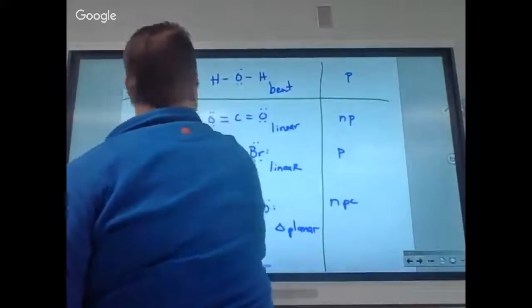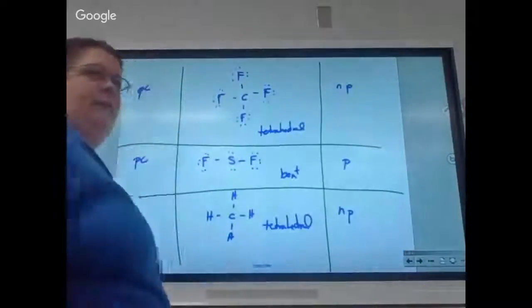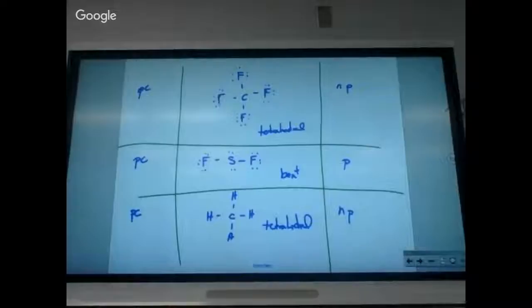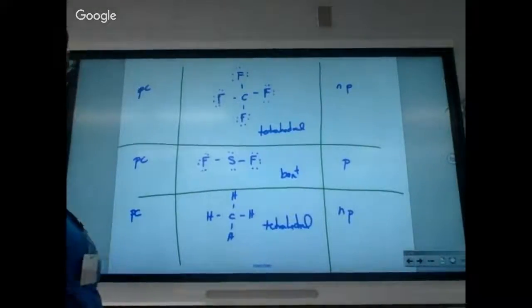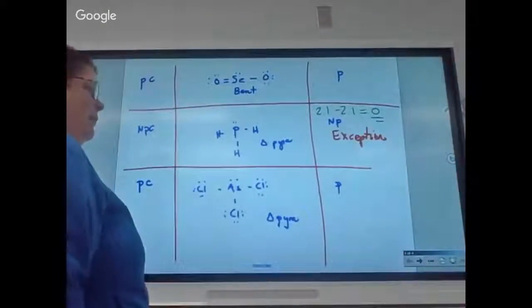Oh, wait, can we go back to the last ones, because I forgot to check the geometry or something. Here you go. Okay, can I go back to the other one? You didn't check the geometries there either? Yeah, I forgot they were a thing.